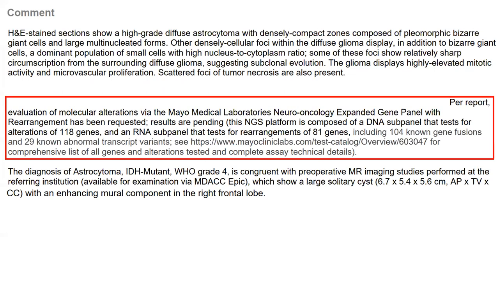All right, this is something different that I put in this particular report. Per report, evaluation of molecular alterations via the Mayo Medical Labs neuro-oncology expanded gene panel with rearrangements have been requested. Results are pending. And then I add this note: this next-generation sequence platform is composed of a DNA subpanel that tests for alterations in 118 genes and an RNA subpanel for 81 genes, including 104 gene fusions and 28 known aberrant transcripts. And then I put in the website. This is the website for the test at Mayo Clinic Labs.